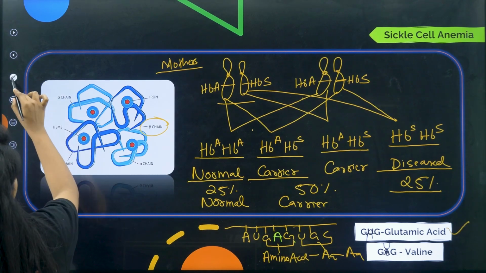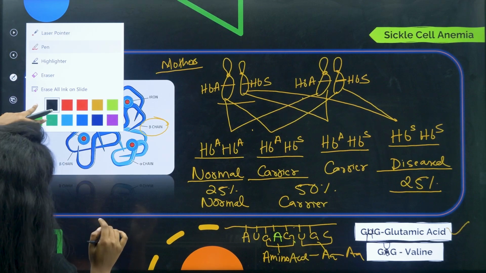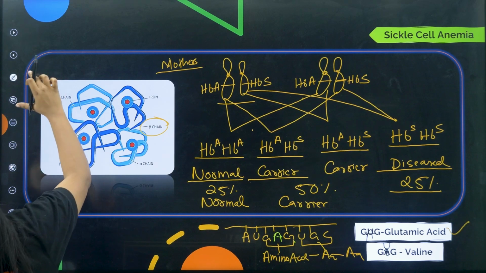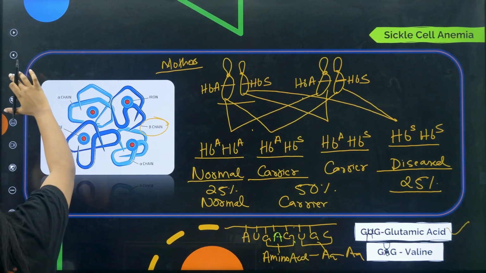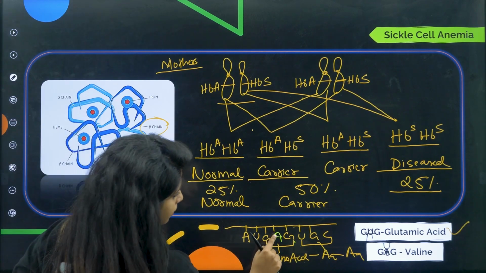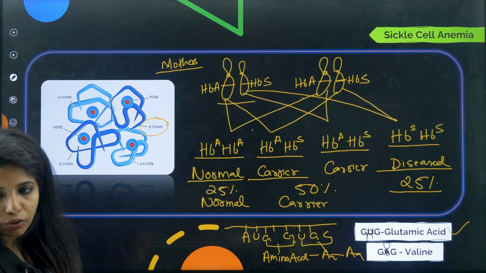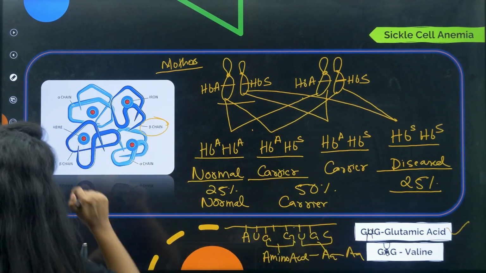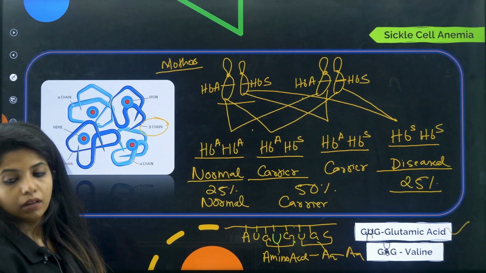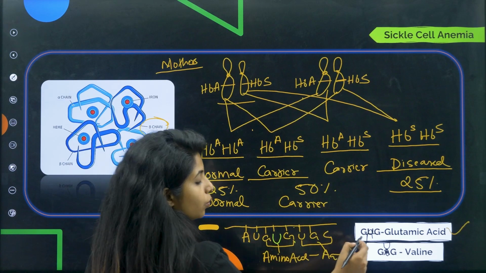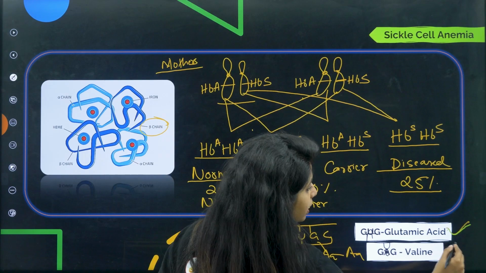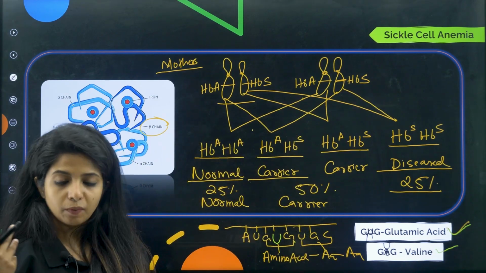Now what has happened? This particular A is getting replaced by U, children. So it was A before, and now I am replacing it with U. Now what will happen? This GAG, which was coding for glutamic acid, the glutamic acid won't be produced. Instead, GUG stands for valine. Valine will be produced. Now, valine is basically another amino acid.